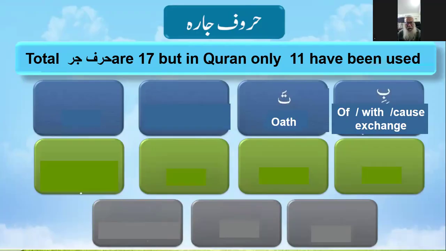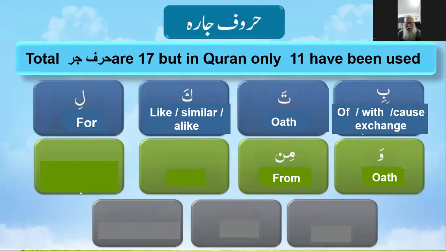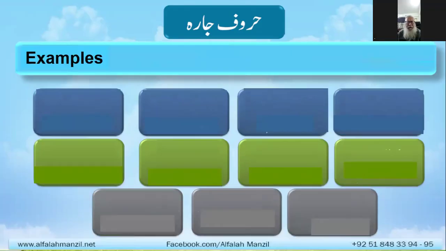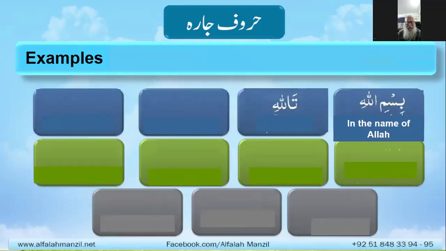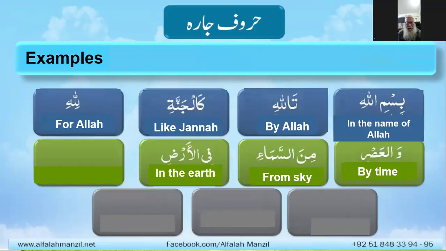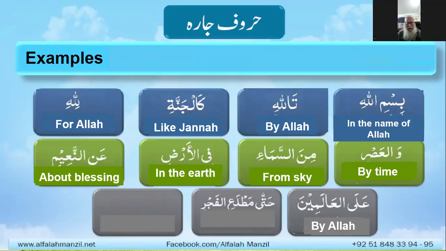Ba, ta, la, li, wa, min, fi, an, and in the same way we have ala, hatta and ila. Then we saw their examples, just like Bismillahi, Tallahi, Kal Jannah, Lillahi, Wal Asr, Minas Samai, Fil Ard, Anil Naim, then Alal Alameen, Hatta Matlail Fajr, Ila Surah.